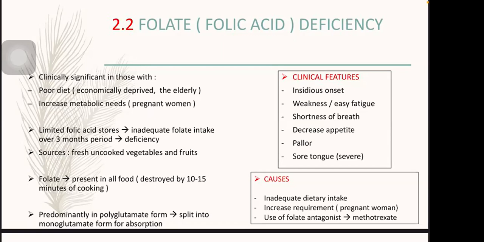Folate is usually present in all food, but can easily be destroyed by 10 to 15 minutes of cooking. Some sources of folate are fresh uncooked vegetables and fruits. The clinical features of folic acid deficiency are the signs and symptoms of anemia, which are weakness, easy fatigue, shortness of breath, decreased appetite, and pallor. Severe deficiency can cause sore tongue.